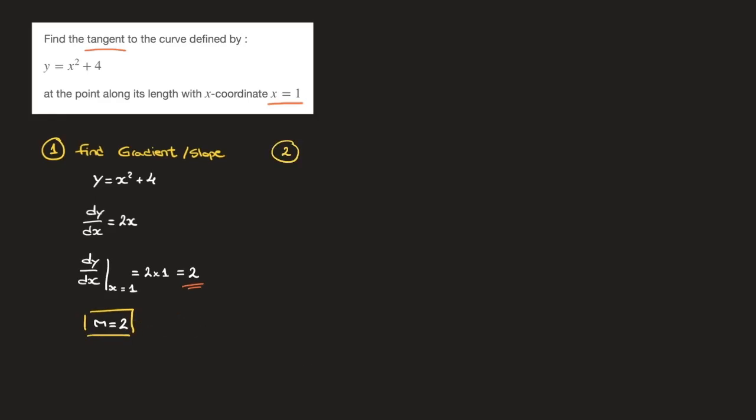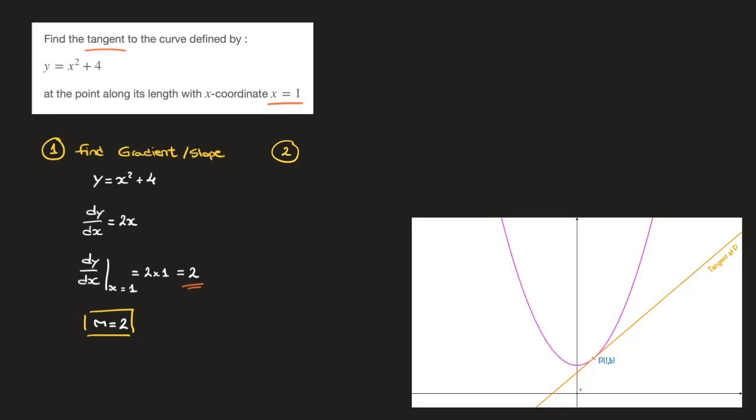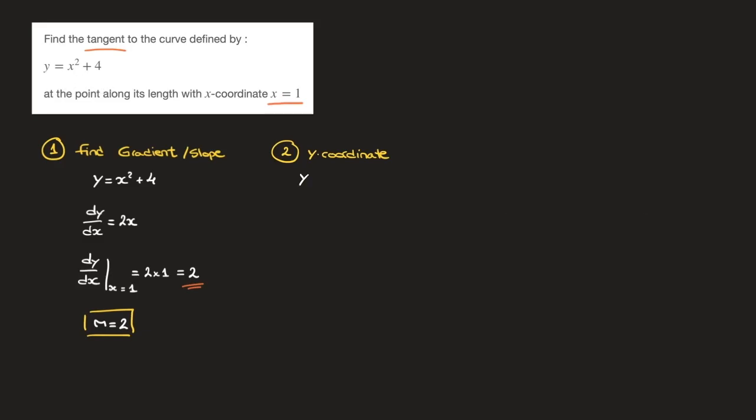And in this step, we need to find the y-coordinate of the point through which the tangent passes. So I'll just go ahead and write y-coordinate. Now, since we know that the x-coordinate of the point is equal to 1, all we have to do to find the y-coordinate is plug 1 inside our function's equation. So starting from y equals x squared plus 4, when x equals 1, y will be equal to 1 squared plus 4. In other words, y is equal to 5.